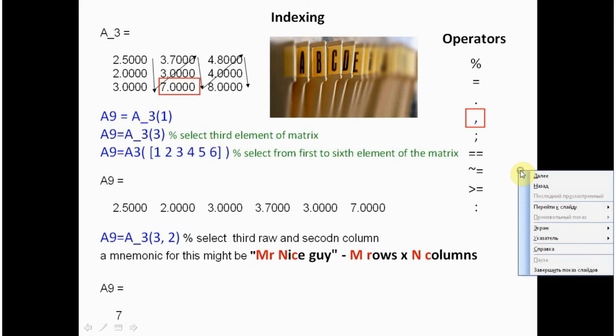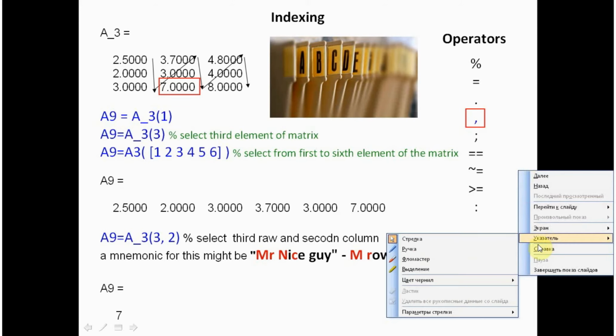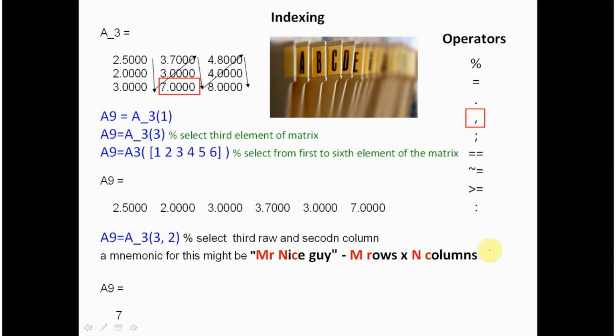Indexing. Very important. Each of the elements of a matrix has its number or an index. And those indices can be encoded in two different ways.